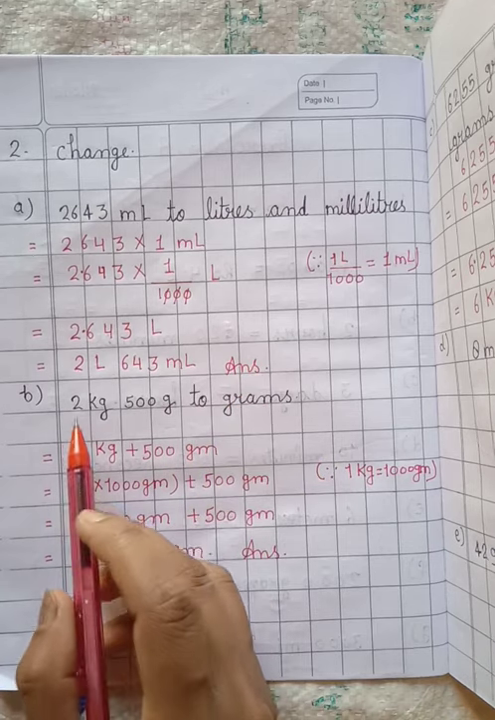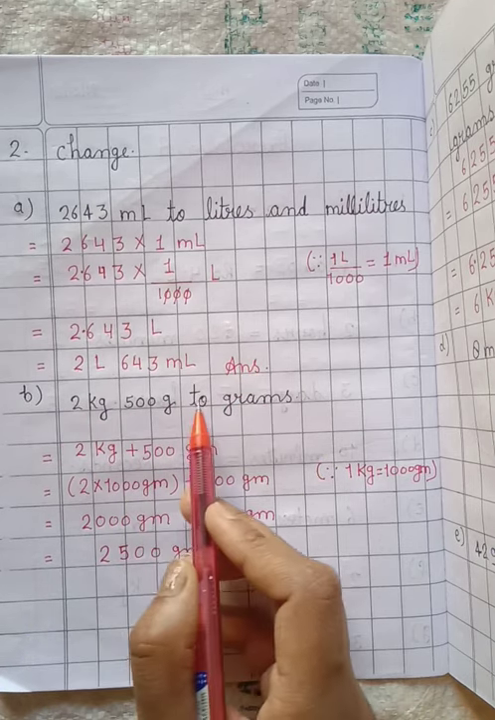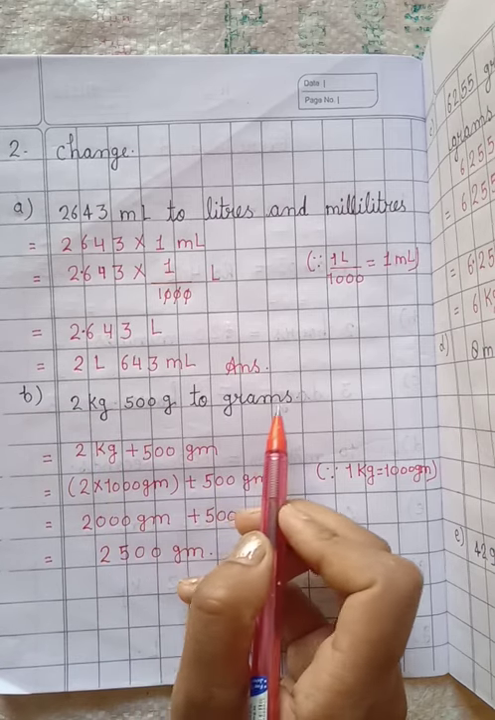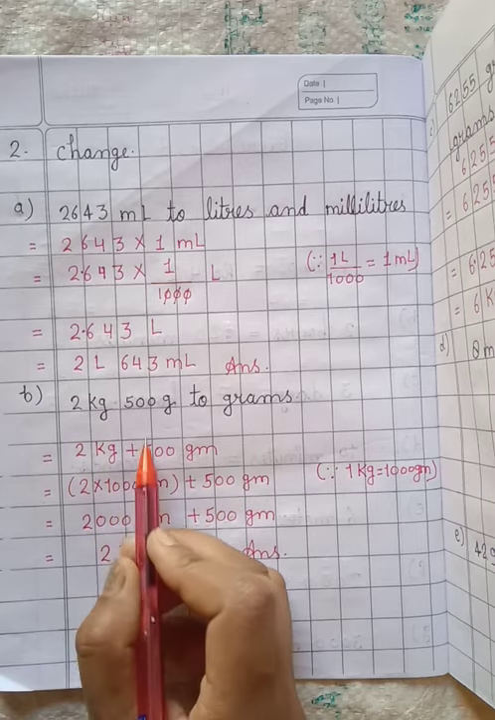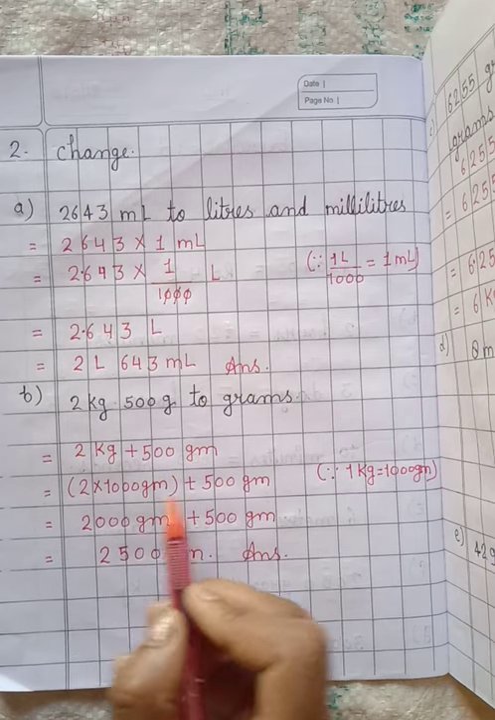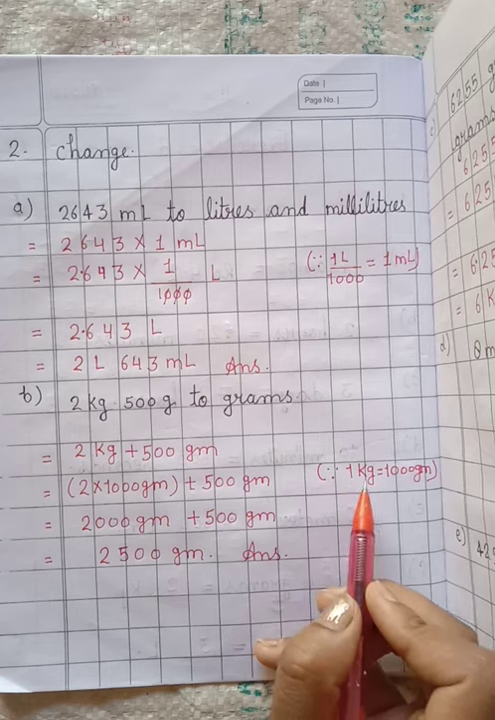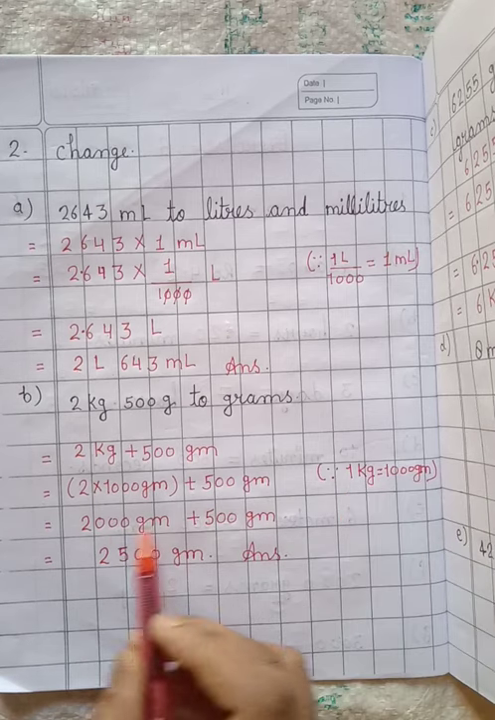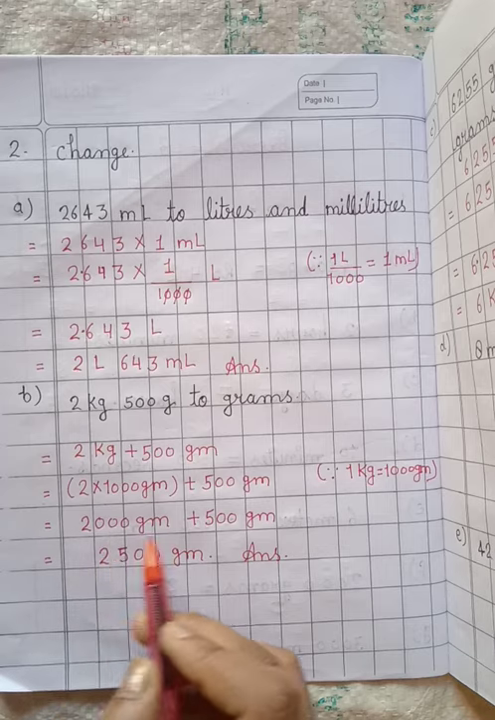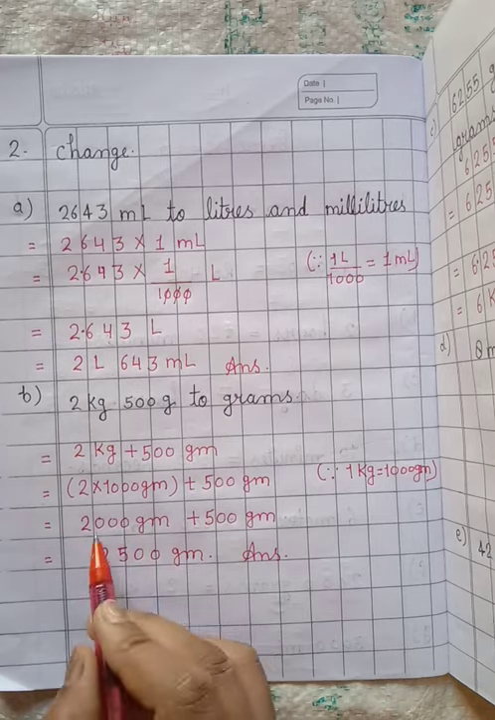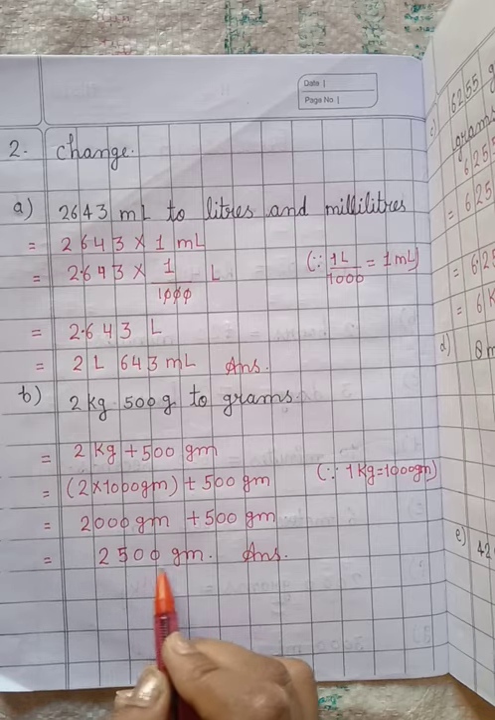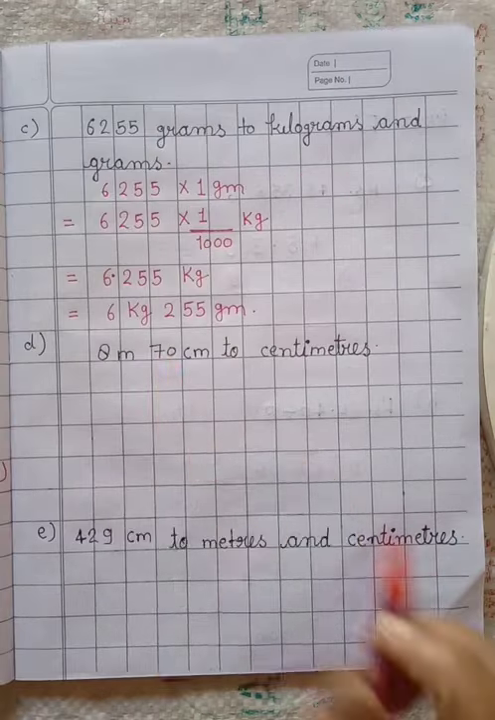That is the answer. Next is 2 kg 500 grams to grams. Now we have to convert 2 kg 500 grams to grams. So 2 kg plus 500 grams; we multiply by 1000 grams because 1 kg is equal to 1000 grams. So here 2 multiply by 1000, that is 2000 grams plus 500 grams. Now we add these two numbers, so we get the answer 2500 grams. This is the answer.